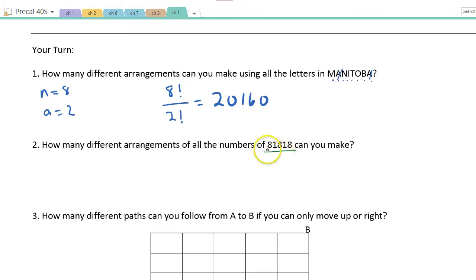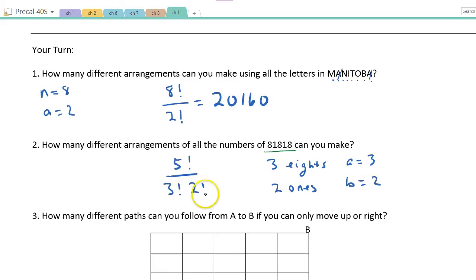How many different arrangements of all the numbers of 81818 can you make? Okay, so let's count the letters. There are 1, 2, 3, 4, 5 letters. So in other words, I will have 5 factorial. Now I'm going to have 2 factorials in the denominator because it seems to me that there are 3 8s and there are 2 1s. So in other words, A is going to be equal to 3 and B is going to be equal to 2. So I will say 3 factorial times 2 factorial.